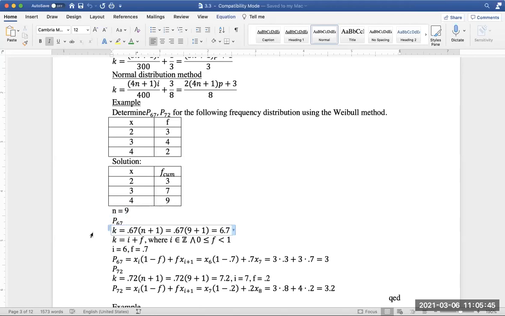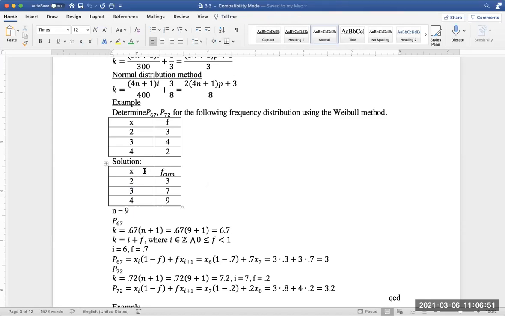So 0.67 times N plus 1, 6.7. So the integer part is 6, the fractional part, 0.7. To compute the 67th percentile, I'll do the complement of 70%, which is 30%. So 30% of X sub 6 plus 70% of X sub the next one. After 6 is 7, X sub 7. Now we have to figure out what each of these are. So it's 30% of the number in the sixth position. Let's find the first time my cumulative frequency is greater than 6 here. Therefore, the number is 3. And so X sub 6 is 3. Let's find the number in the seventh position. Wait, it's also going to be 3. And so if you add these up, you get 3.